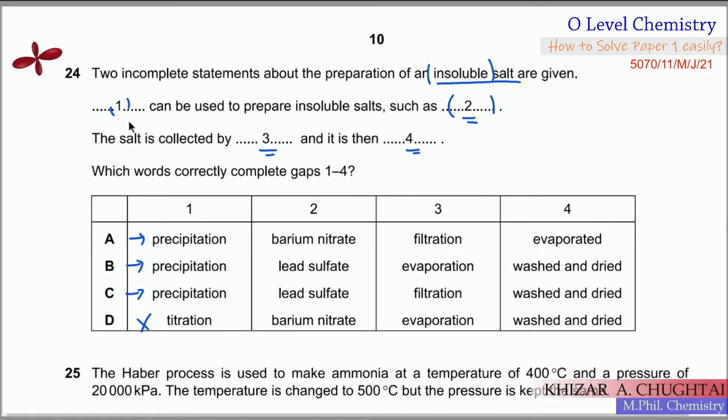Then, number 2, the salt must be insoluble. Barium nitrate is not insoluble. Lead sulfate is insoluble. Then the salt is collected, and as it's insoluble, it cannot be collected by evaporation. It will be collected by filtration, then washed and dried. So C is the correct option.